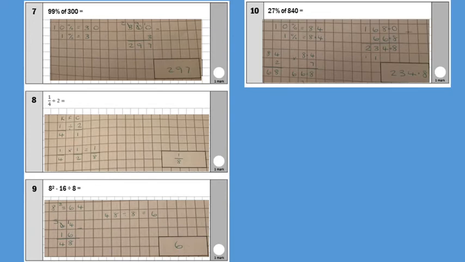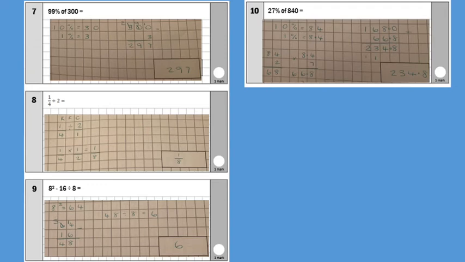Okay, moving on to question 9, we've got 8 squared minus 16 divided by 8. So 8 squared is 64 because that's 8 times 8, not 8 times 2. I would then do 64 subtract 16, which gives me the answer of 48. And I would then do 48 divided by 8. Straight away I know that's going to be 6 because I can tell that by using my 8 times tables. And last but not least, a final percentage question, 27% of 840.